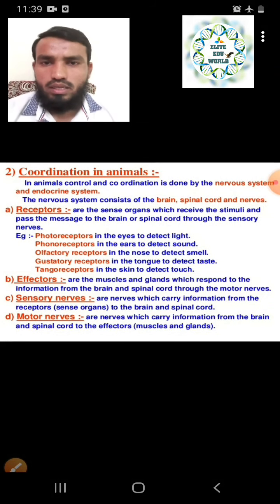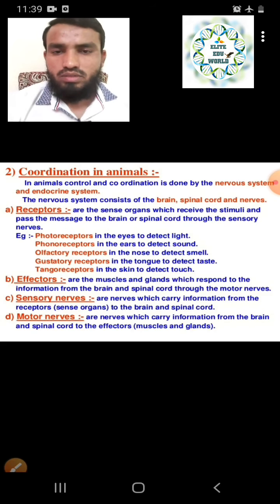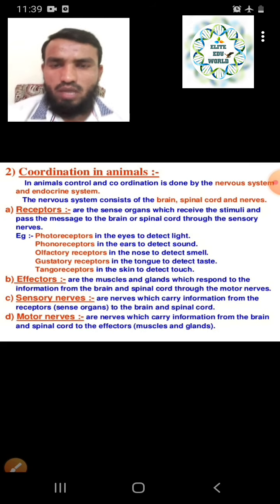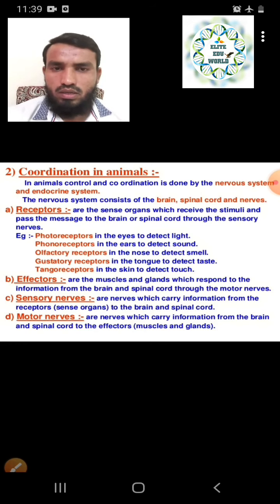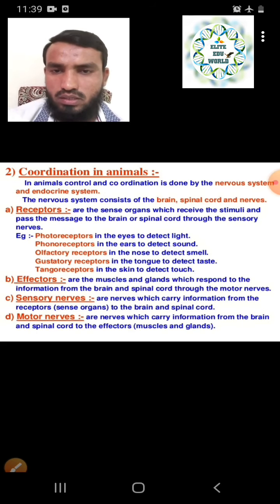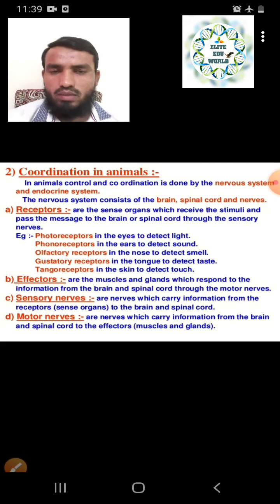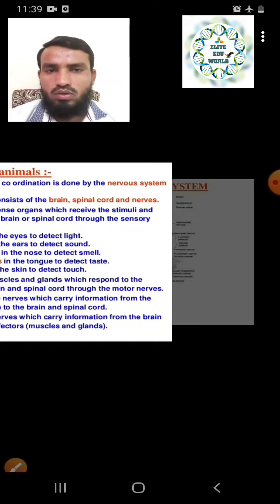Then we started coordination in animals, and saw what receptors are: receptors receive information from whatever stimuli or situation is there. Then we saw effectors. Effectors are the organs or glands, like muscles, which act through the spinal cord and motor nerves, where the actual reaction happens. Then we saw types of nerves. Number one, sensory nerve. Number two, motor nerve. Sensory nerves take the message from the sense organ to the brain or spinal cord. Motor nerves bring the message back from the brain or spinal cord to the organs.